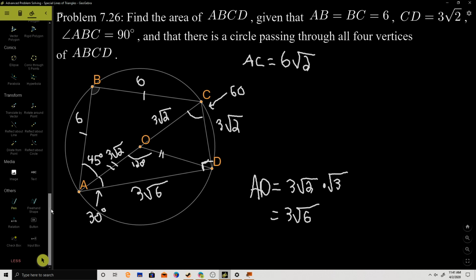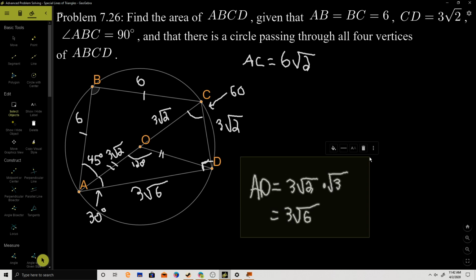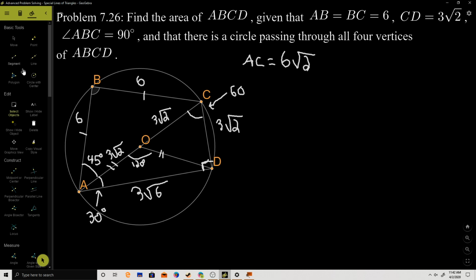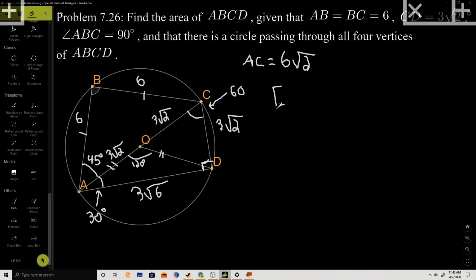Alright, now do I have everything I need to know to solve the problem? Well, the problem was asking us to find the area of the quadrilateral ABCD. So, in order to find the area of this quadrilateral, I have split it up into triangles, and if I find the area of the portions of the triangles, then we can find the total area. So, let's take the half of the quadrilateral ABCD and find the area of triangle ABC.